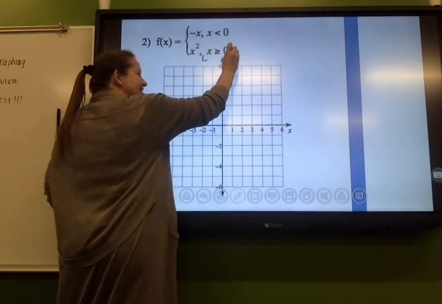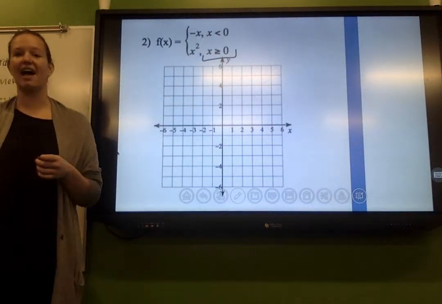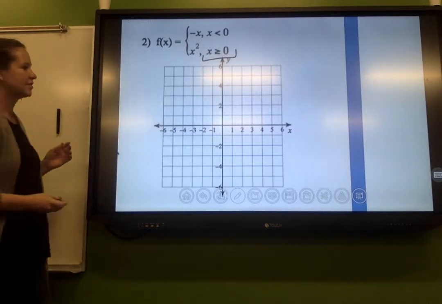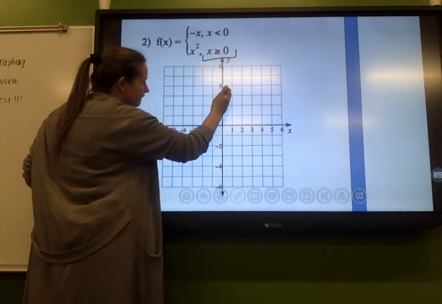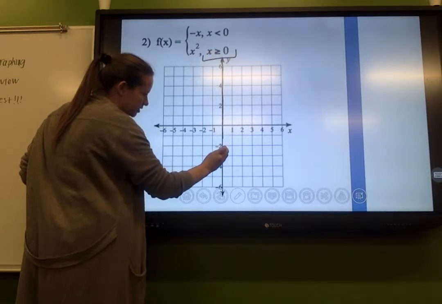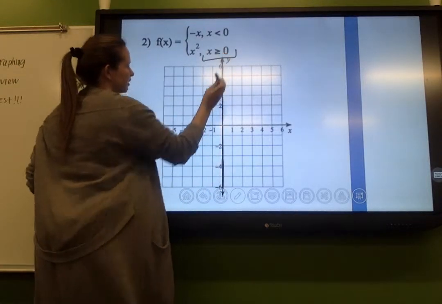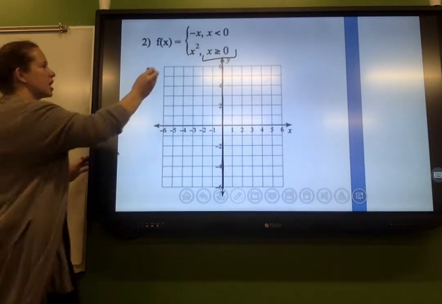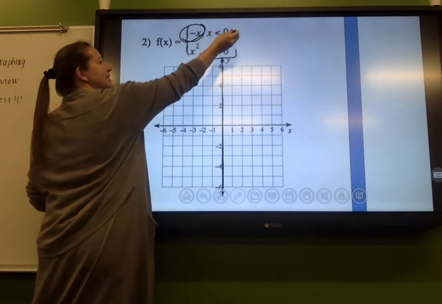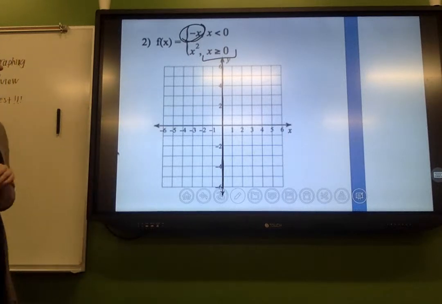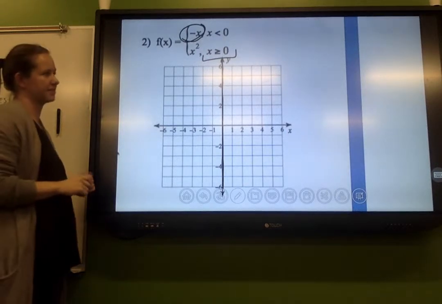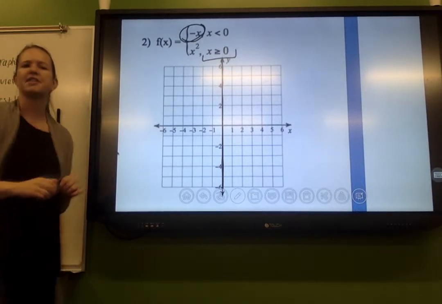Lucky for us, you can tell that this one splits at 0. Yes? So, draw your line at 0. This is where it's going to be split in half, so we just have one graph on the left side, one graph on the right side. Cool. Alright, we're going to start up here, where x is less than 0, which is on the left side, and we're going to graph the graph negative x. What's the y-intercept? Where does it start?